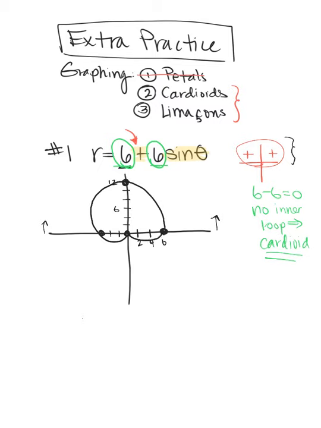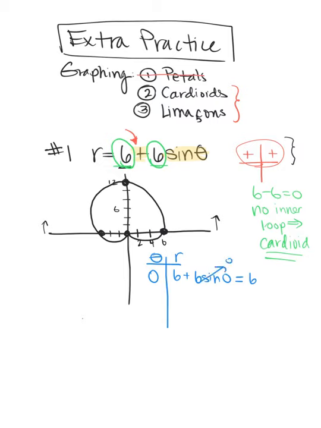Then to find the start and the stop point, what I need to do is let theta equal 0. So I'm going to go ahead and do that next. This is where that T table comes into play, so theta and r. I'm going to let theta equal 0 and replace theta with 0. So I have 6 plus 6 sine of 0. And I know that the sine of 0 is 0.